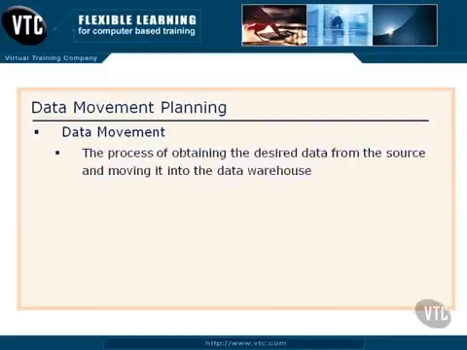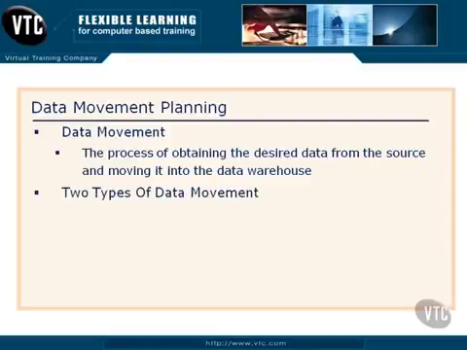So first of all, what is data movement? Well, this is pretty straightforward, right? It's the process of obtaining the desired data from the source and moving it, or what we might call pumping it or loading it into the data warehouse. You hear a lot of different terms there. You'll also hear this whole process referred to as ETL, extraction, transformation, and loading. But it's just the process of moving the data from where we want it into the data warehouse where we want it. Now, there are two types of data movement.